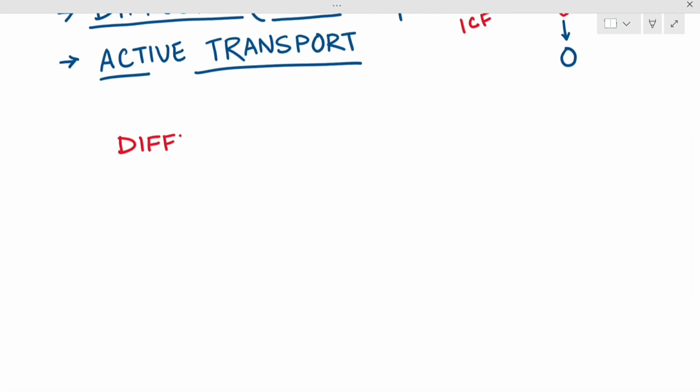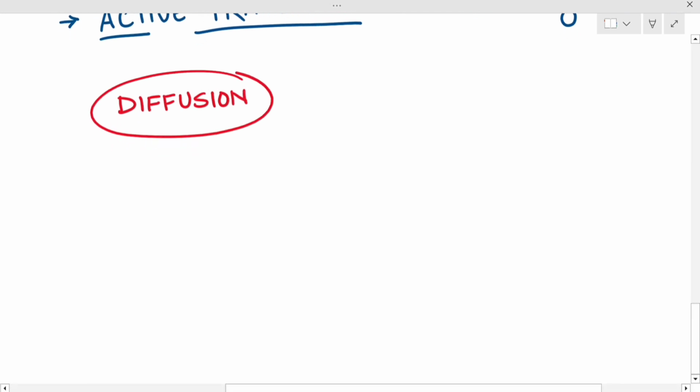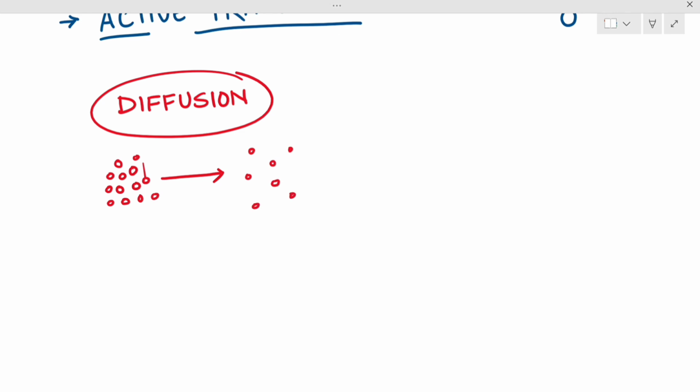Diffusion. Now diffusion means movement of particles or molecules from the higher concentration to the lower concentration, without the expenditure of energy. Suppose these are some molecules which are highly concentrated here. Now these molecules will get transferred into the low concentration area like this, without the expenditure of energy.